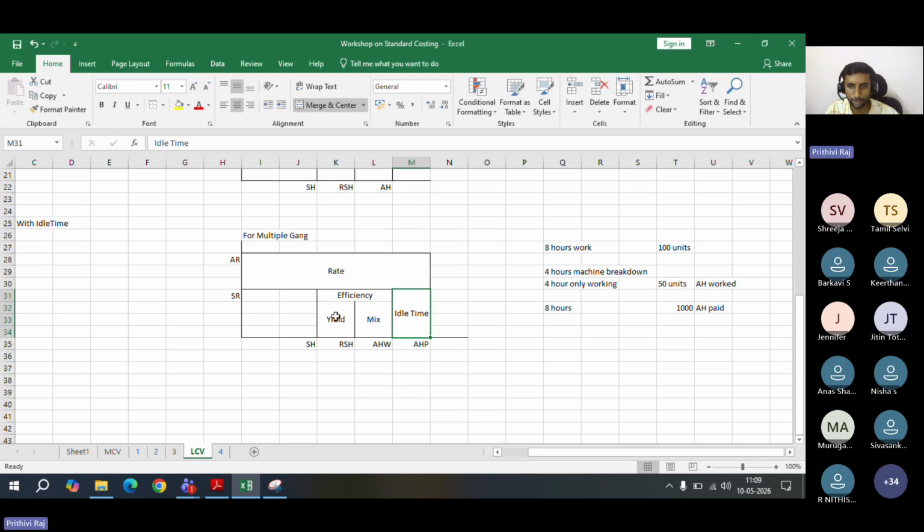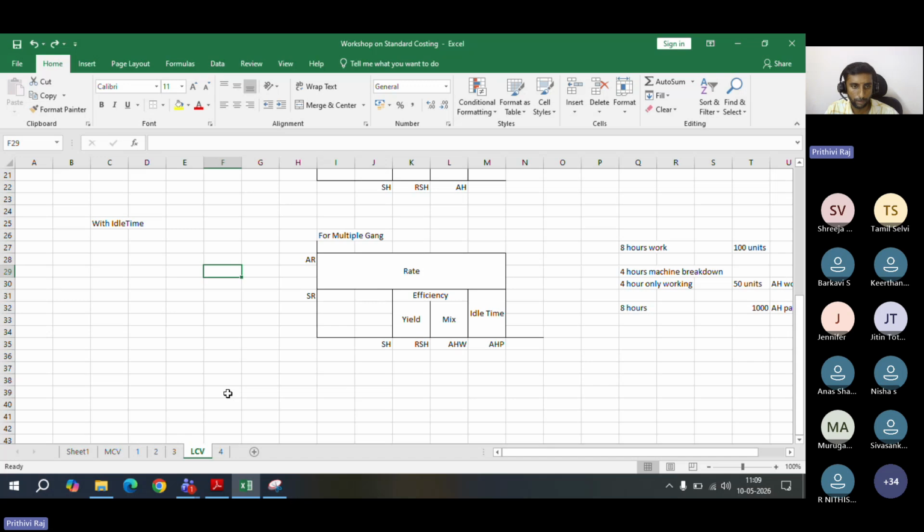Any doubts in this graph? This is for multiple gang with idle time. If it is single gang with idle time, the same graph applies, but there won't be yield and mix. This fully will be efficiency variance. There won't be RSH. If it is single gang with idle time, everything remains the same, only the RSH won't be there. This totally is called efficiency variance. This is multiple gang, so we have yield and mix.